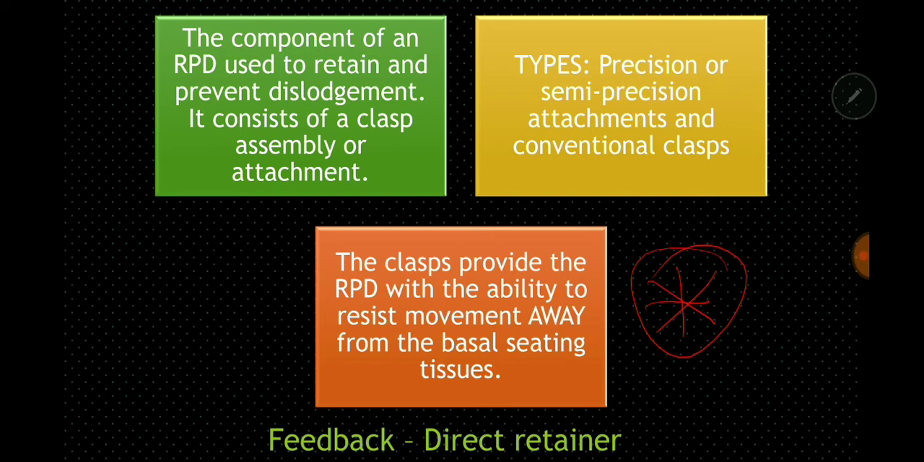Retention of the RPD is always a concern, and the component applied to resist this movement away from the teeth and provide retention for the prosthesis is called a direct retainer. You have to know that the direct retainer always resists movement away from the teeth. A direct retainer is any unit of an RPD that engages the abutment. So make sure you know the definition of a direct retainer.